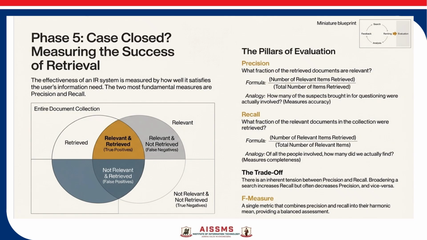Next phase is measuring success. How do we judge the system? We use the pillars of evaluation, precision and recall. Precision measures accuracy. What fraction of retrieved items were actually relevant? Recall measures completeness. Did we find all the relevant items available? There is always a trade-off. Broadening a search usually increases recall but decreases precision.